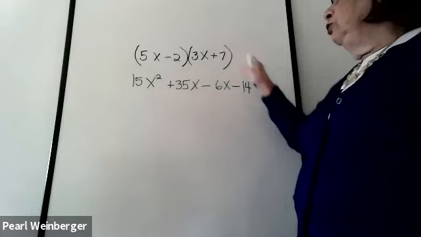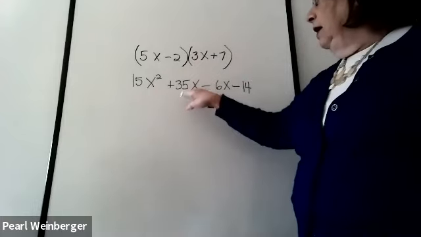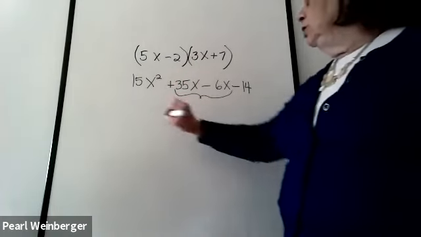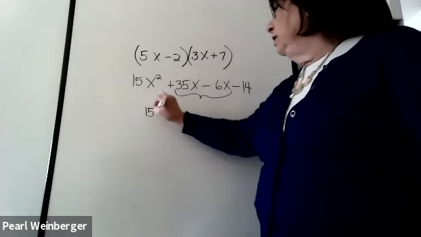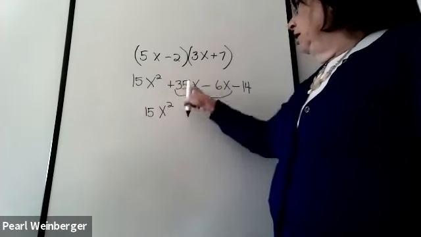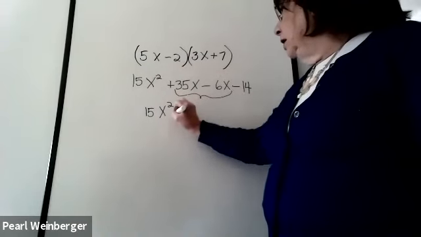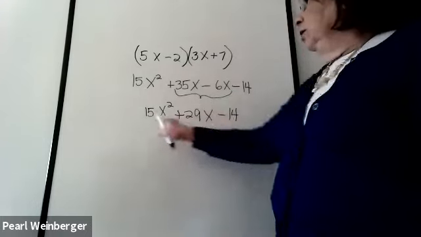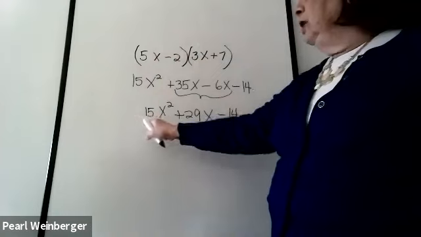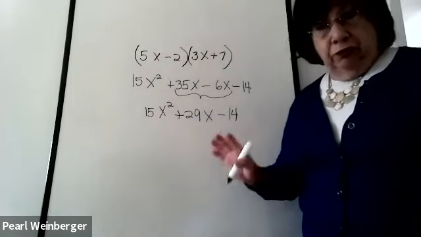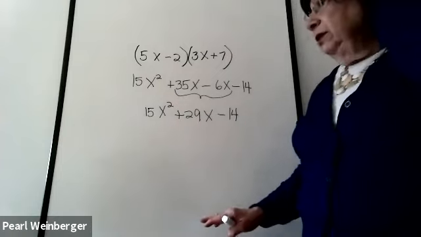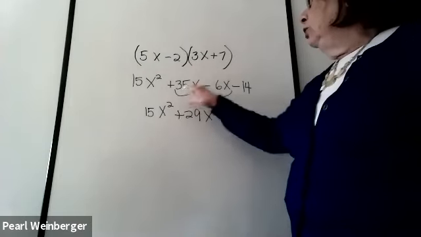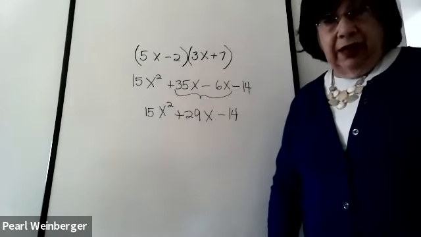The last thing I have to do is see, are there any like terms? And I do see like terms. The 35x and the negative 6x are like terms, so they can be combined. So my final answer becomes 15x squared. 35 minus 6 is 29, plus 29x minus 14. And by multiplying two binomials, we ended up with a trinomial of 3 terms, and that's the most common scenario. It doesn't always happen. Sometimes there are no like terms, but most of the time, 2 of the terms are like, and you end up with a trinomial.